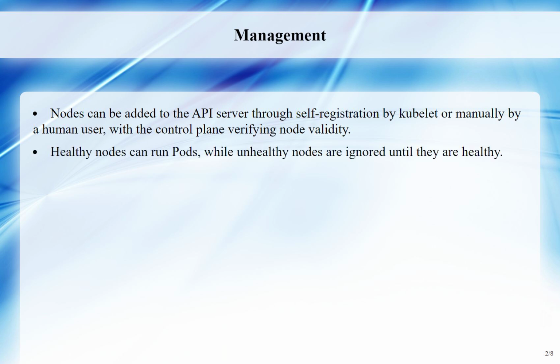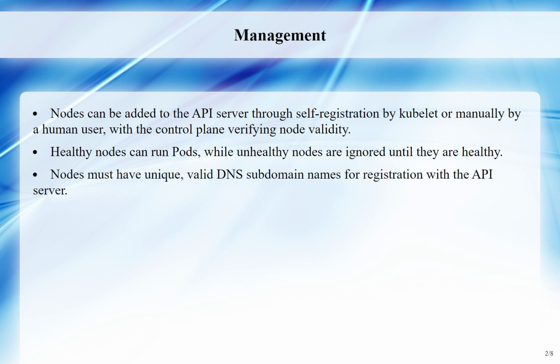If the node is healthy and all necessary services are running, it is eligible to run a pod. If the node is not healthy, it is ignored until it becomes healthy. The name of a node object must be a valid DNS subdomain name, and uniqueness is required as two nodes cannot have the same name at the same time.